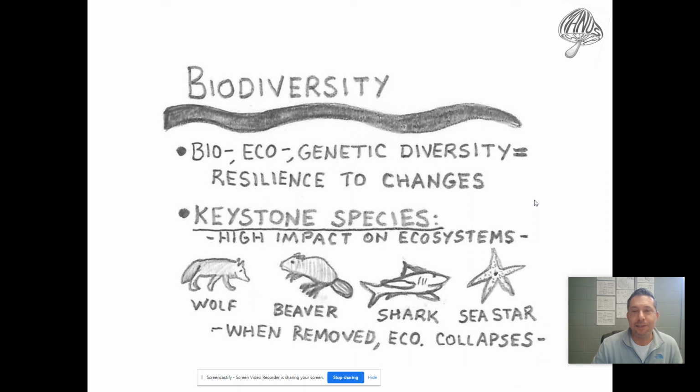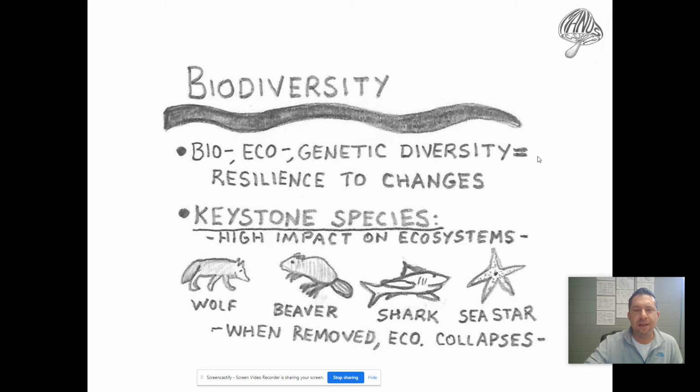Biodiversity is key to this ecology unit. Keeping in mind that biodiversity, ecosystem diversity, and genetic diversity are all going to help organisms survive, and they're also going to help them survive when it comes to changes in their environment. It gives them resilience. Keystone species are also a very important organism to mention when it comes to biodiversity.